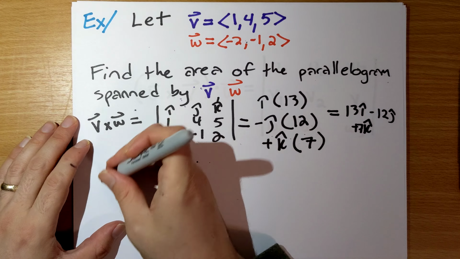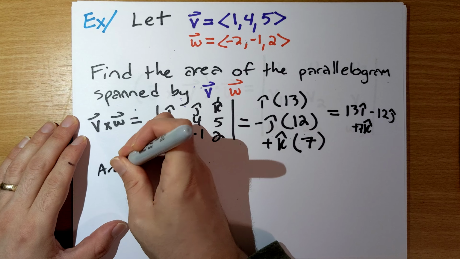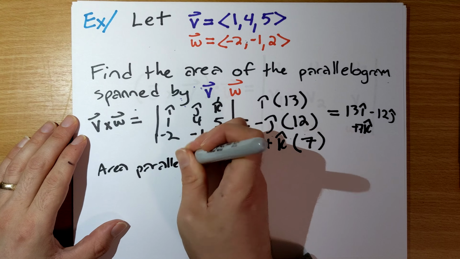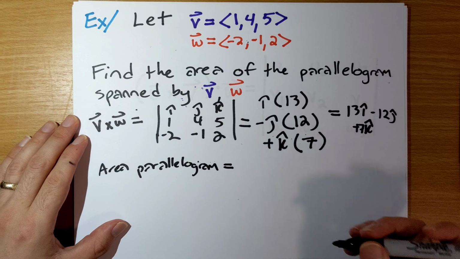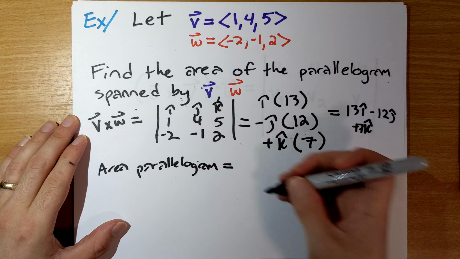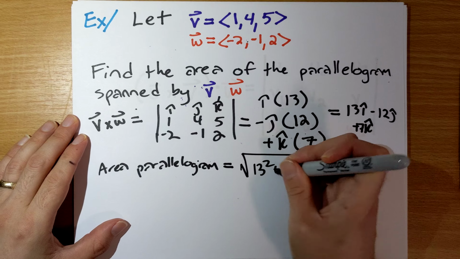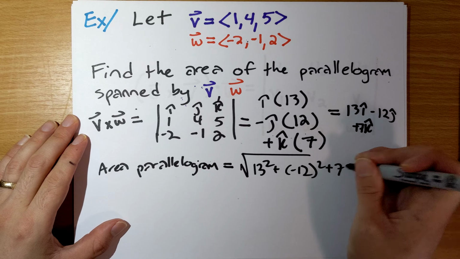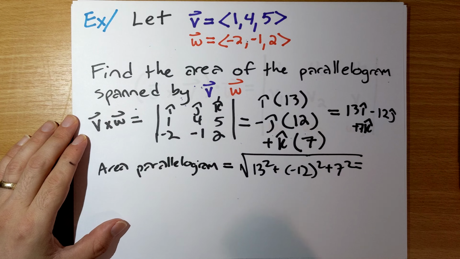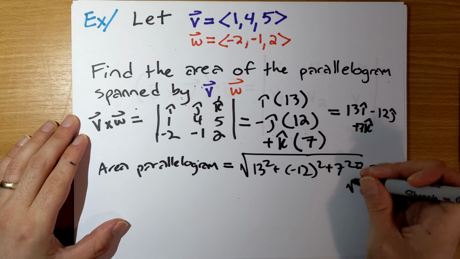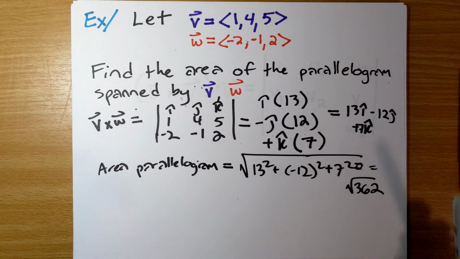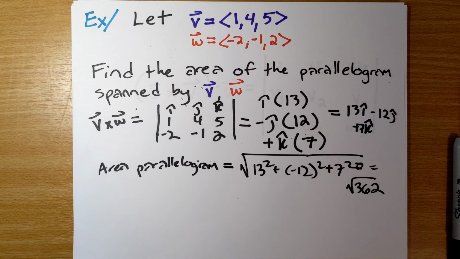So we found v cross w, so the area of the parallelogram is equal to the magnitude of this, which is the square root of 13 squared plus -12 squared plus 7 squared, and my notes say that that is the square root of 362. It's okay to just leave that as our square root. And the square root of 361 is 19, so this is ever so slightly bigger than 19.